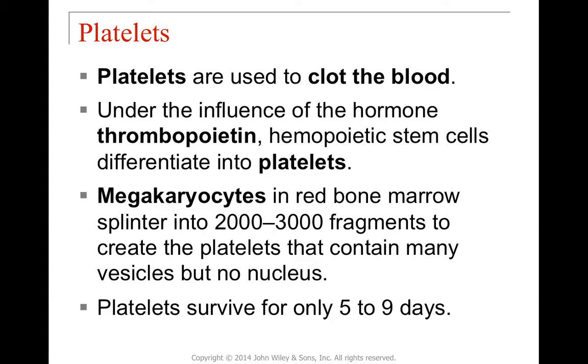Okay, let's talk about platelets for a second. Remember, they came from those megakaryocytes. Megakaryocytes splinter into thousands of these fragments, and those fragments become platelets. The platelets have vesicles in them. They do not have a nucleus, and they're involved in clotting the blood. So they're involved in the blood clotting response under the influence of a specific hormone, thrombopoietin. We can make more of these platelets from the hematopoietic stem cells.